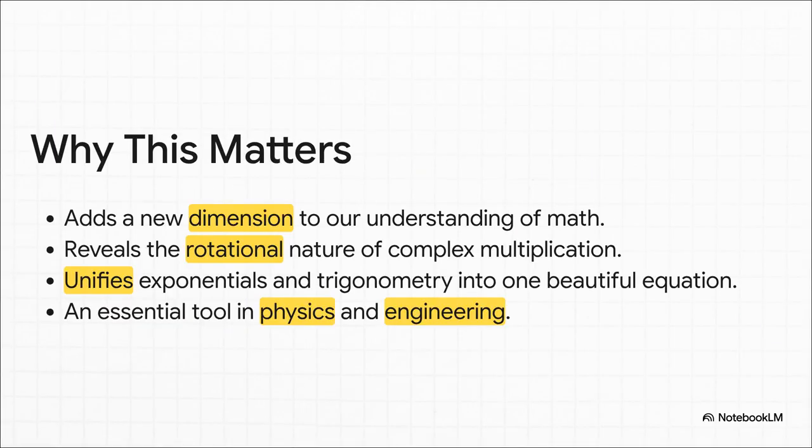So, let's step back. What's the big takeaway here? We started with a question that seemed impossible, right? And it led us to a whole new dimension for our numbers. We saw that looking at things from a different angle, the polar form, showed us that multiplication is really just a form of rotation. And then we landed on Euler's formula, which ties all of it together in one of the most profound ideas in science.